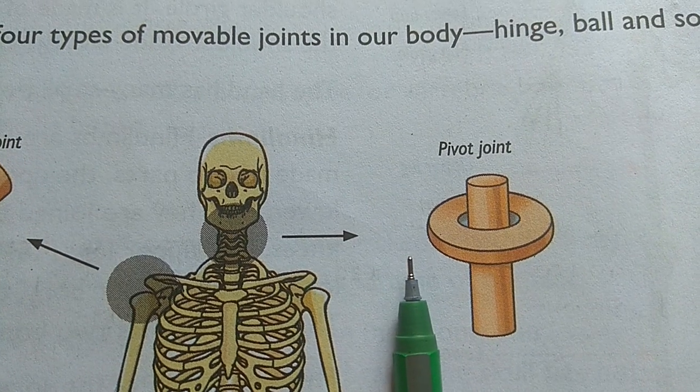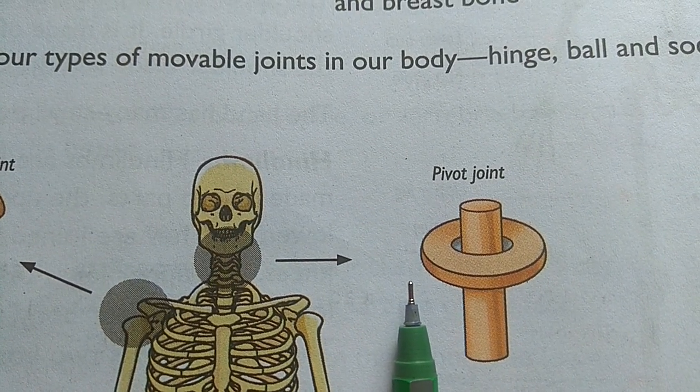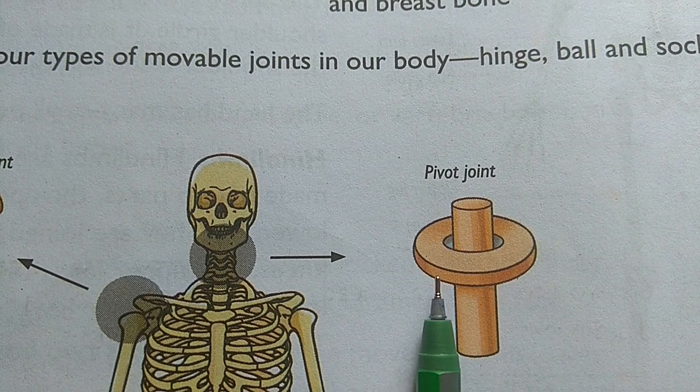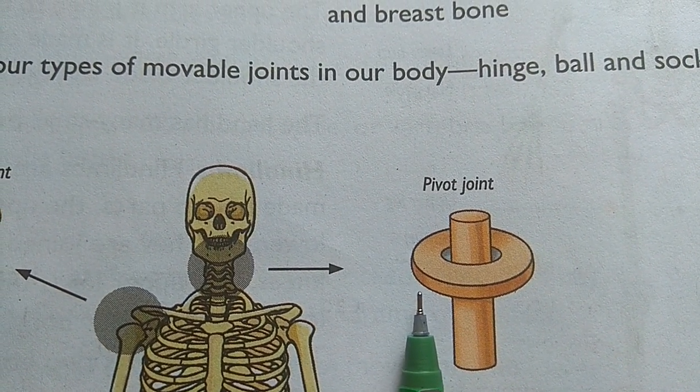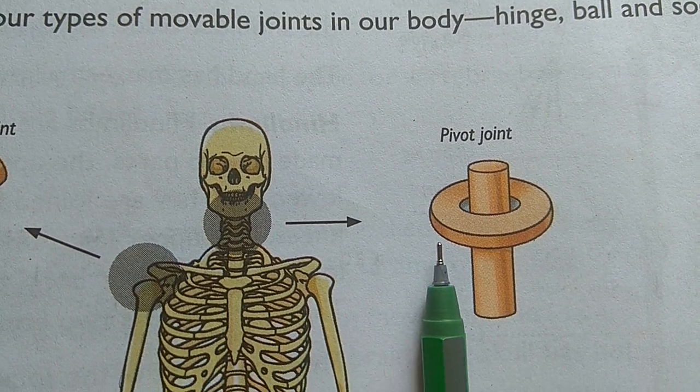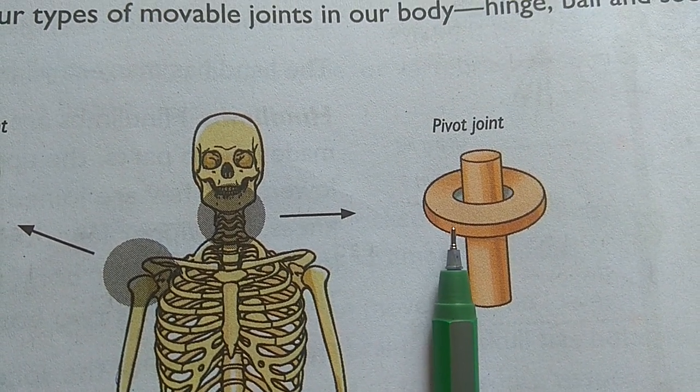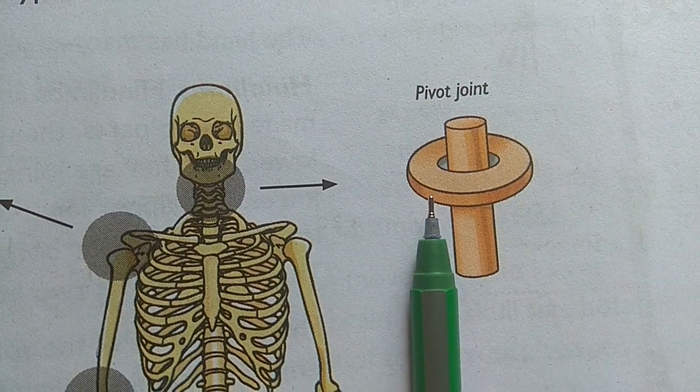Next comes the pivot joint. It allows us to bend our head up and down and sideways. This joint is where the skull meets the top vertebrae or the first vertebra known as atlas.